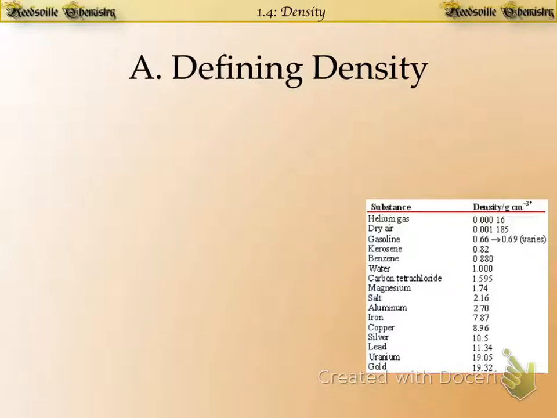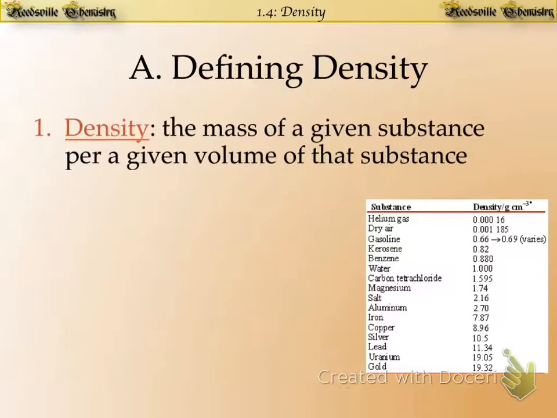Alright, so the textbook definition for density is the following: the mass of a given substance per given volume of that substance. The idea is that you get amount of stuff, how much stuff can you compact in a certain area, right? Or a certain volume, rather.